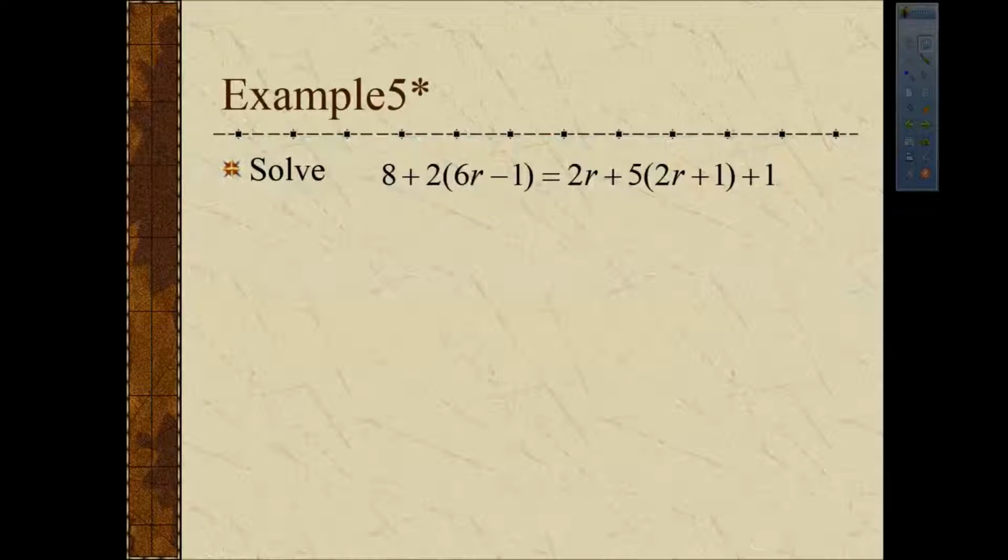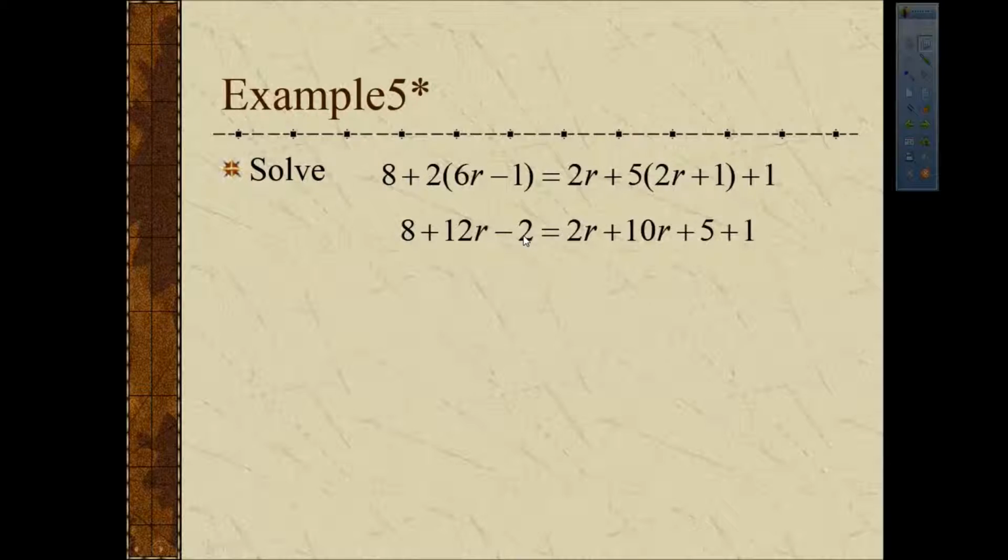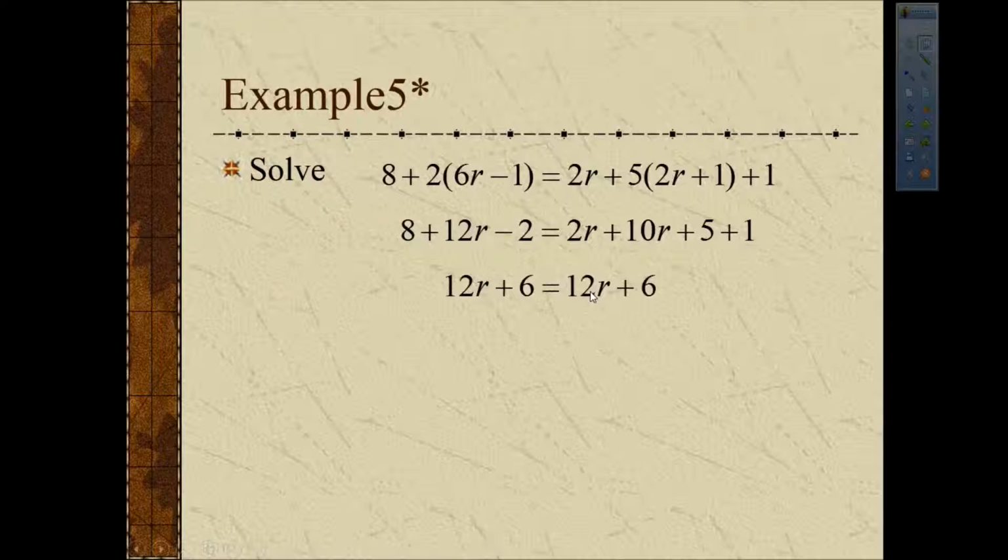So here's an equation. I'm going to start simplifying. If we simplify the left side, we get 8 plus 12r minus 2. If we simplify the right side, we get 2r plus 10r plus 5 plus 1. Collect your like terms on the left, you get 12r plus 6. Collect your like terms on the right, you get 12r plus 6. If we try to move the r's from one side to the other, subtract 12r from both sides, we wind up with 6 equal to 6.